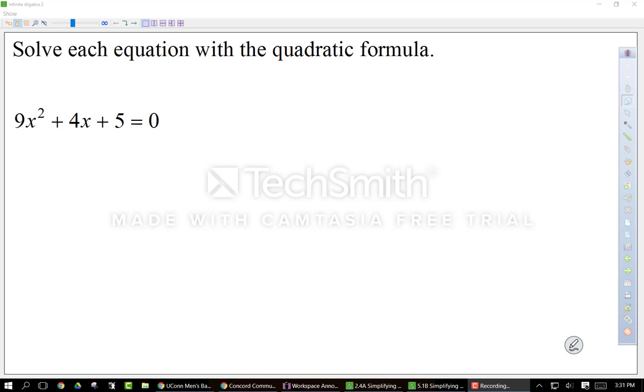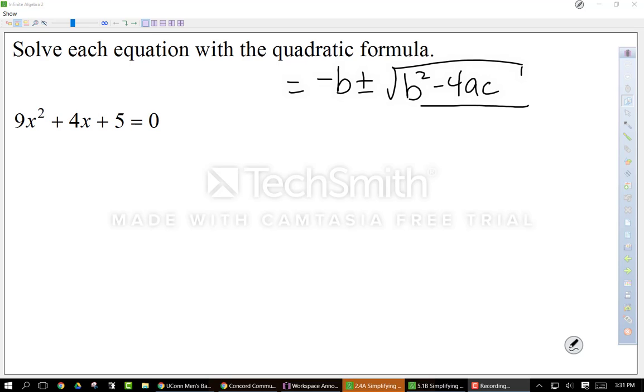So again, the quadratic formula, remember, is negative b plus or minus the square root of b squared minus 4ac over 2a. And this is actually x equals in this one because the variable is x. The second part is we need to make sure this is 0. So that is 0, so I can continue. Then let's start plugging numbers in.